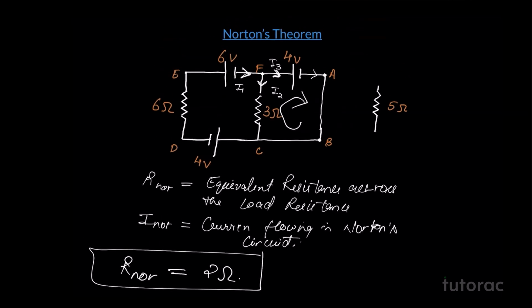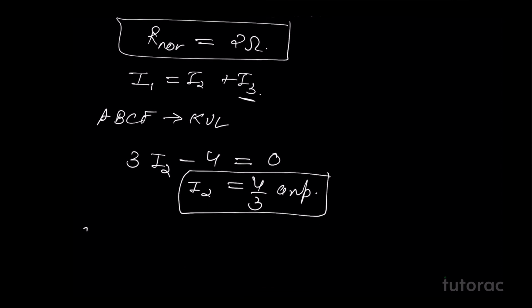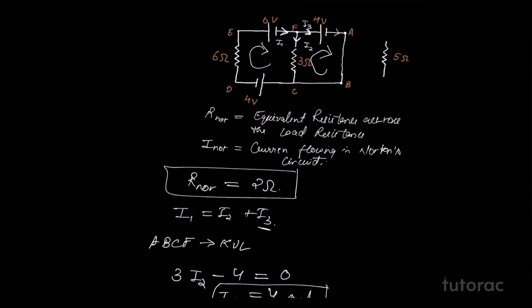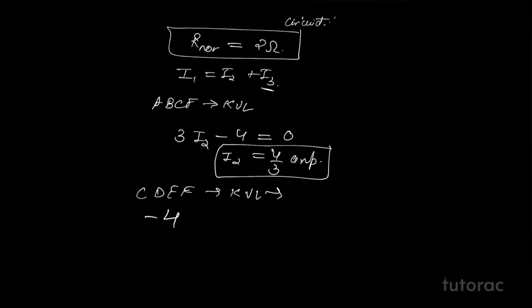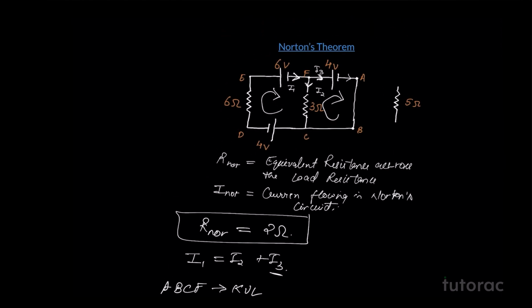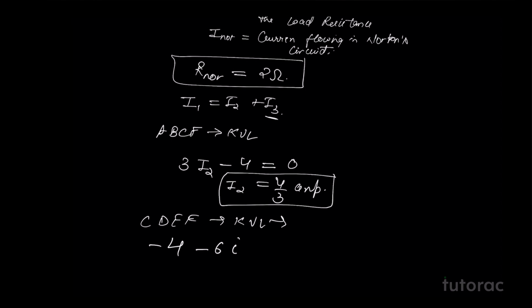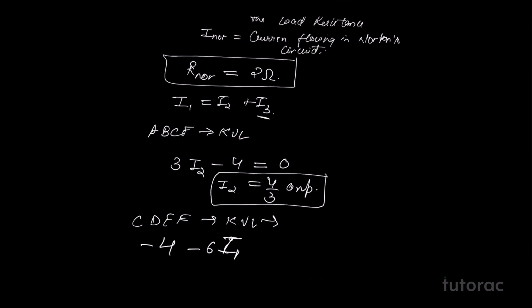Now let's try to apply KVL in this loop, that is CDEF. While doing so, what we'll get? See, we'll move C to D, loss of 4 volt, so minus 4 volt. Then we are letting current in this direction, I1. So in the direction of current, again loss, so minus 6 I1, and then again loss of 6 volt, so minus 6.